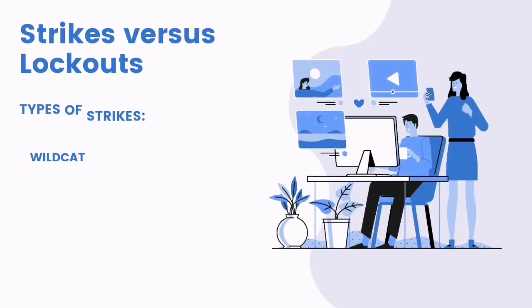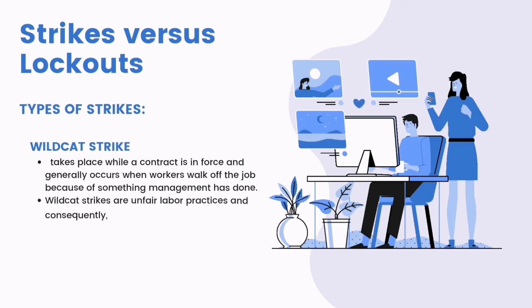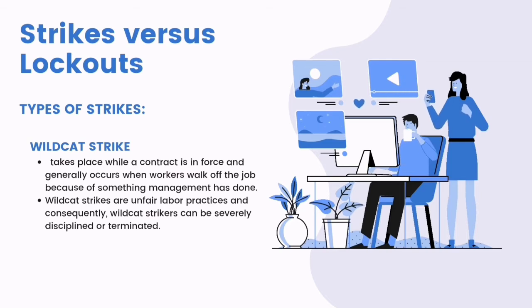Wildcat strike takes place while a contract is in force and generally occurs when workers walk off the job because of something management has done. Wildcat strikes are unfair labor practices, and consequently, wildcat strikers can be severely disciplined or terminated.